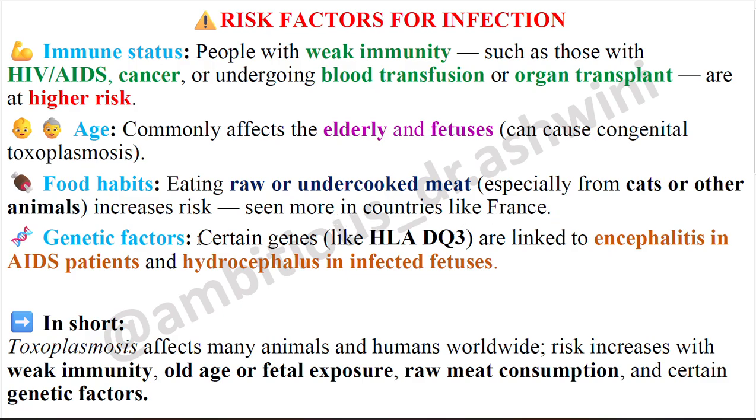Genetic factors. Certain genes like HLA-DQ3 are linked to encephalitis in AIDS patients and hydrocephalus in infected fetuses. In short, toxoplasmosis affects many animals and humans worldwide. Risk increases with weak immunity, old age, or fetal exposure, raw meat consumption, and certain genetic factors.